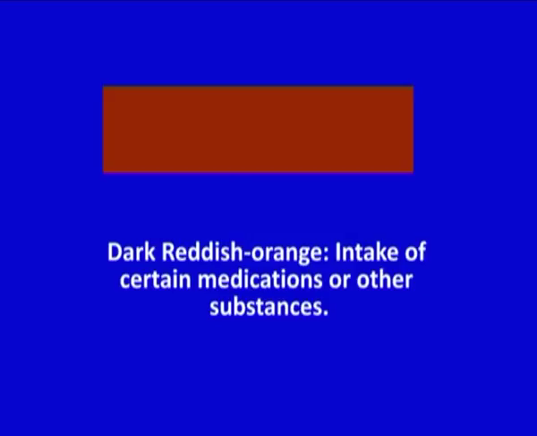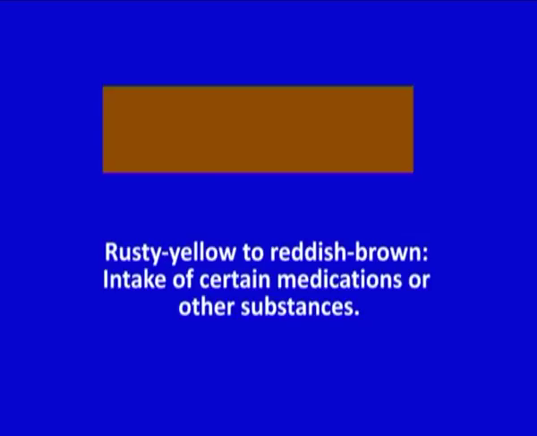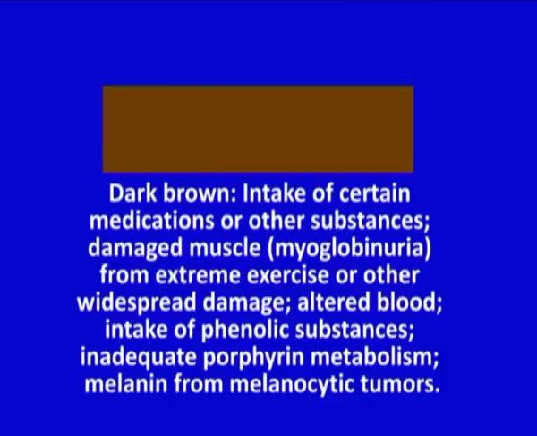Dark reddish orange: intake of certain medications or other substances. Rusty yellow to reddish brown: intake of certain medications or other substances. Dark brown: intake of certain medications or other substances. Damaged muscle, that is myoglobinuria, from extreme exercise or other widespread damage. Altered blood, intake of phenolic substances, inadequate porphyrin metabolism, or melanin from melanocytic tumors.